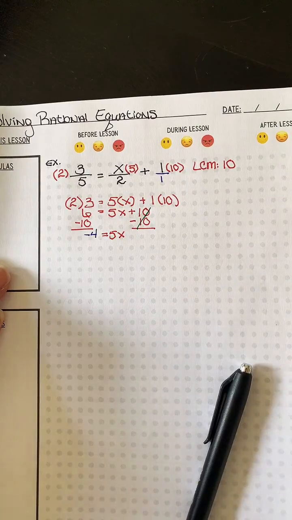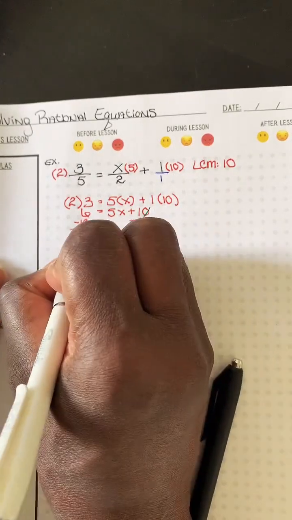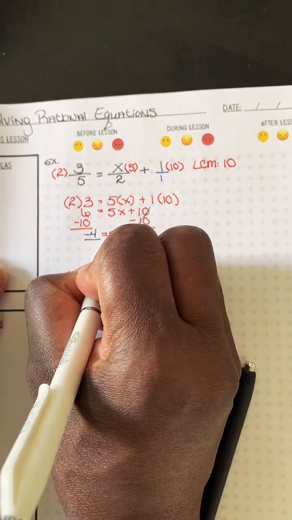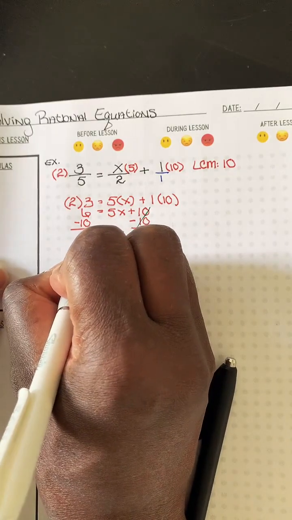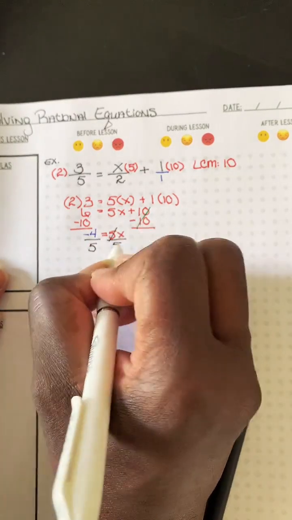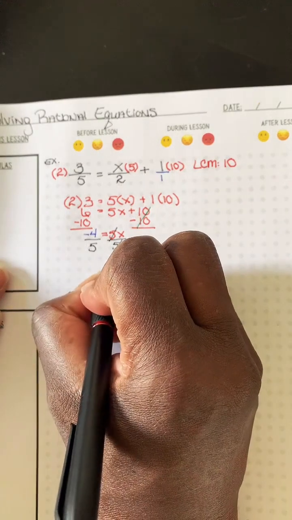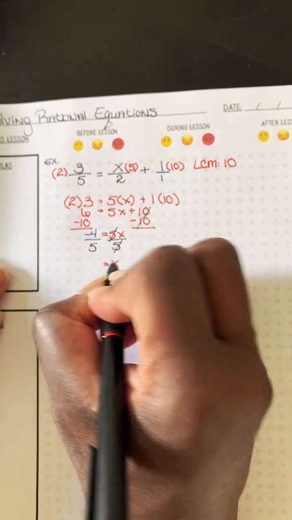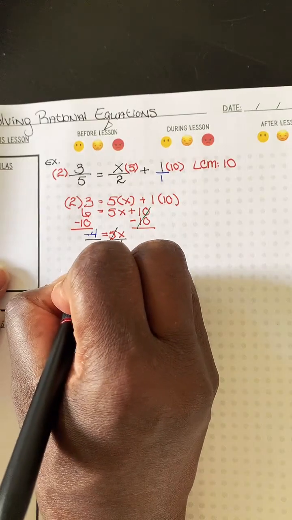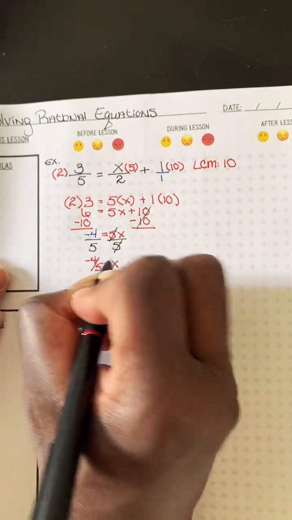So now we're going to divide both sides by 5 because we want to get x by itself. So 5 and 5 cancel out, which leaves me with my x. So my x is going to equal -4/5.